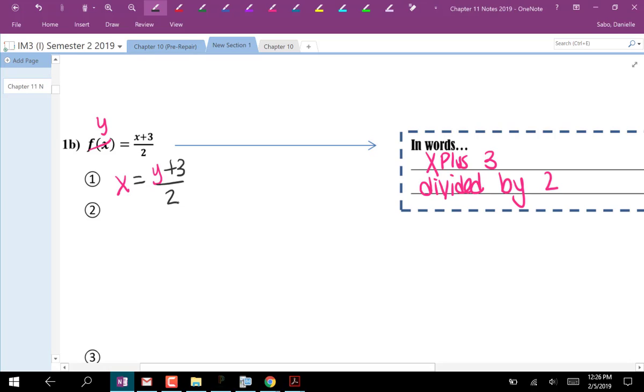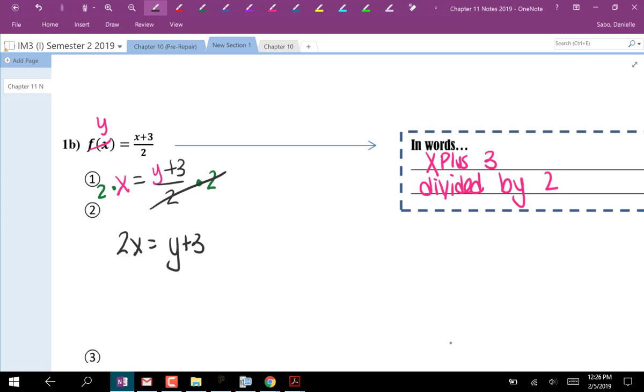Now, in order, remember, originally I said divide by 2. So what would I have to do to get rid of the 2? What's the opposite of dividing by 2? Multiplying by 2. So I'm going to multiply both sides by 2. And that gets me 2x is equal to y plus 3 because this goes away. Remember, the goal is to solve for y. You want y alone. So if I put my finger on y on the right side of the equation, everything else needs to move.